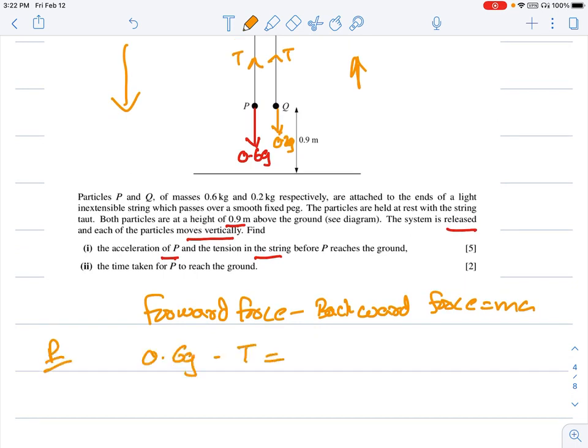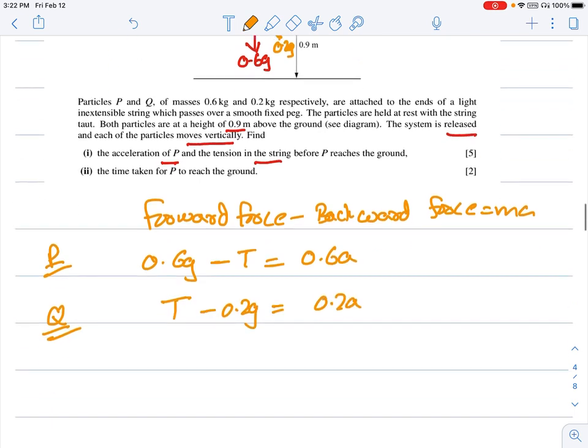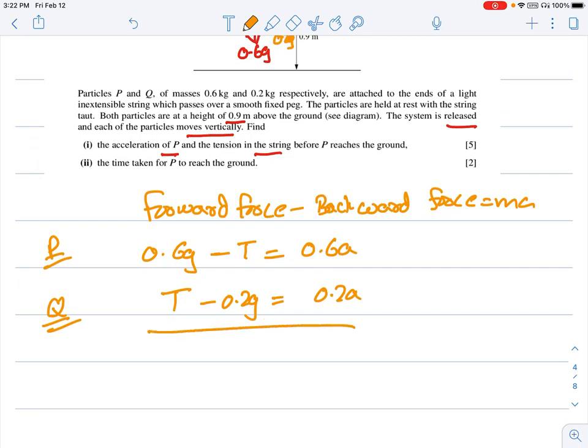Backward force is tension, equal to 0.6 a. In case of Q, it's going up. Tension is the forward force, 0.2 g is the backward force, equal to 0.2 a. Solve these two equations. Tension gets cancelled. 0.4 g is equal to 0.8 a, so a is equal to 5 meter per second square.